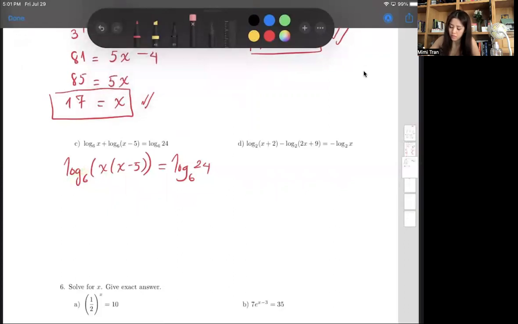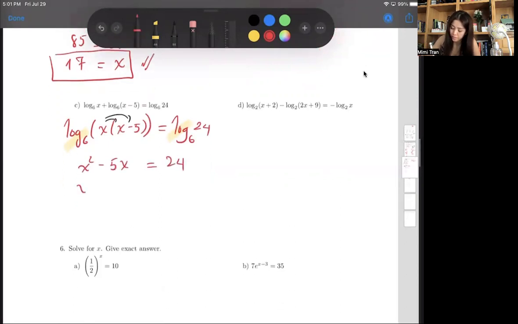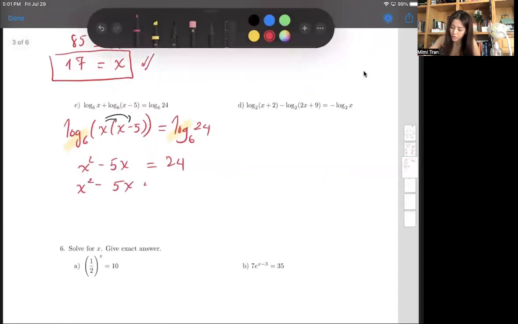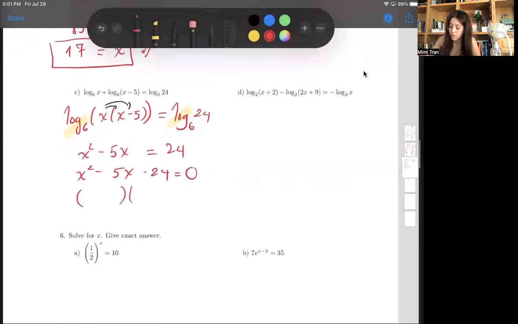Cancel log both sides. So if I distribute this, I have x squared minus 5x equal 24. X squared minus 5x minus 24 equals 0. Factor. And 3 minus plus. So x equal -3 or x equal 8.